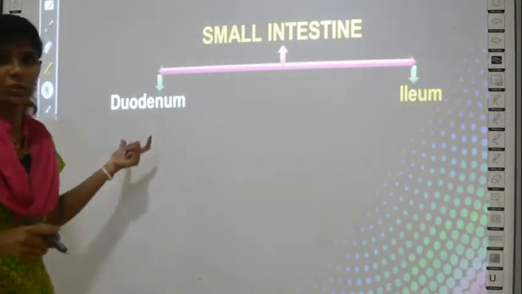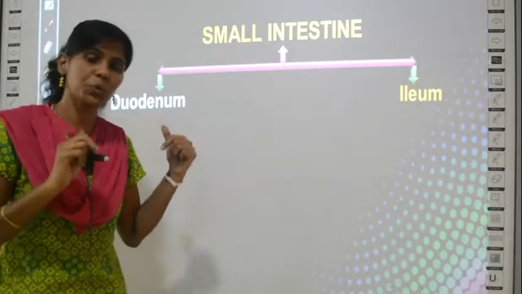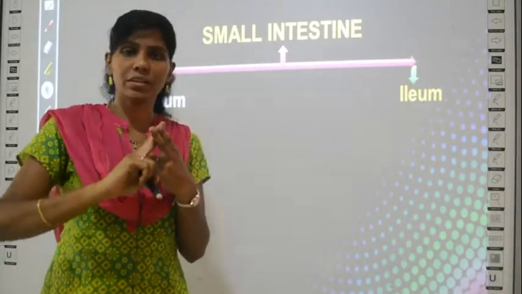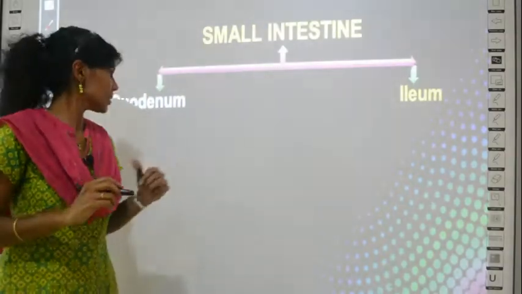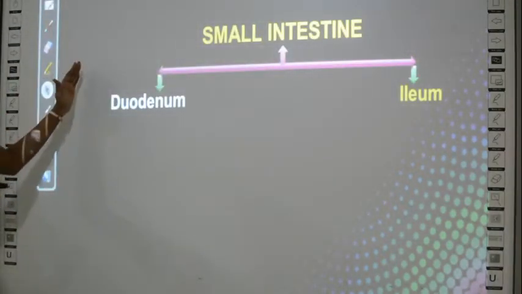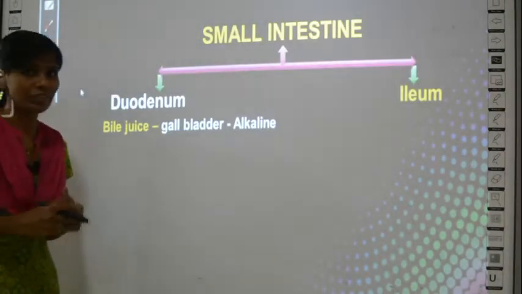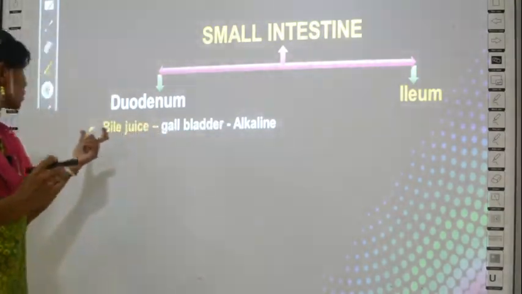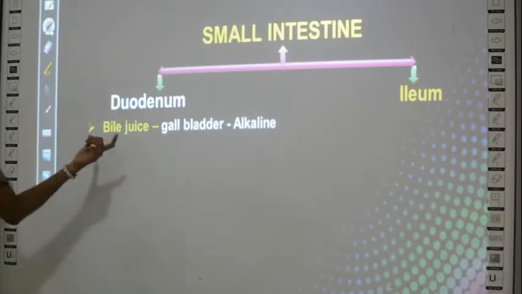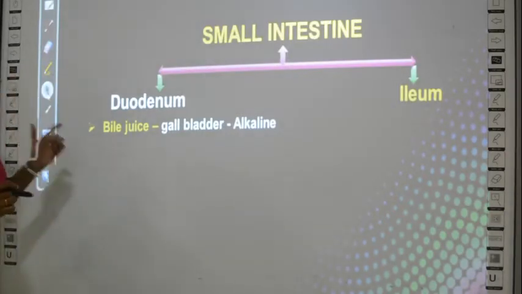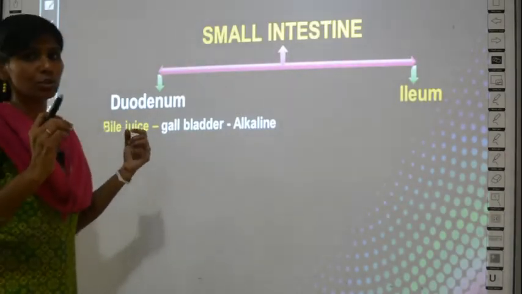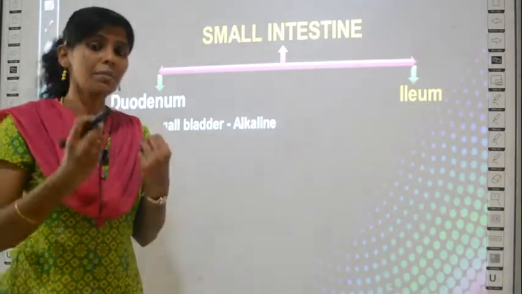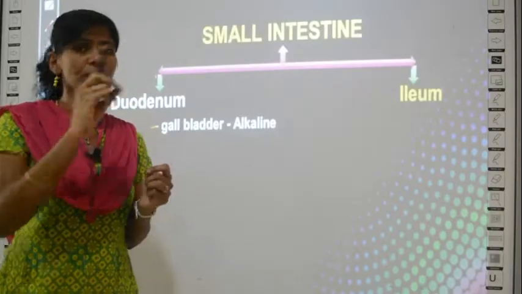In the duodenum, you have two juices. One is the bile juice, the second one is the pancreatic juice. You know there is a gland called the gallbladder. Do you remember when we studied the parts of the digestive system? This gallbladder will produce a juice called, what is the juice? Bile juice. Gallbladder produces bile juice, and this bile juice is released into the duodenum whenever needed.